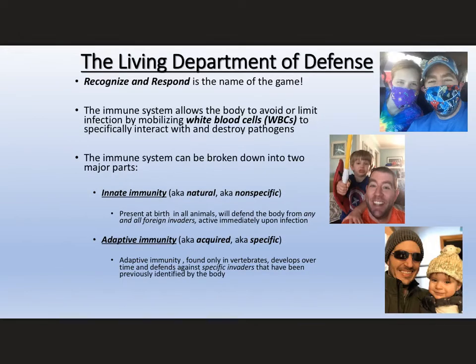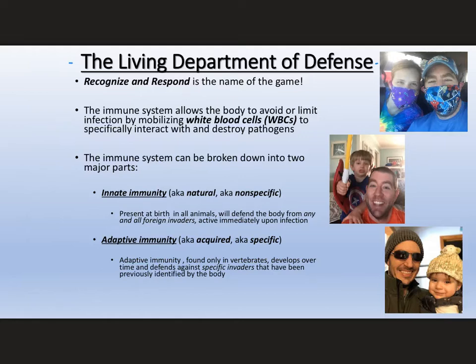So when we talk about the immune system, a lot of times they talk about it like it's a military or something of that nature. So I put up here the living Department of Defense. And what your cells are trying to do is to recognize an invader, right, recognize a pathogen, and then respond to that pathogen. And what you might not realize is that this involves a lot of cell signaling, right?